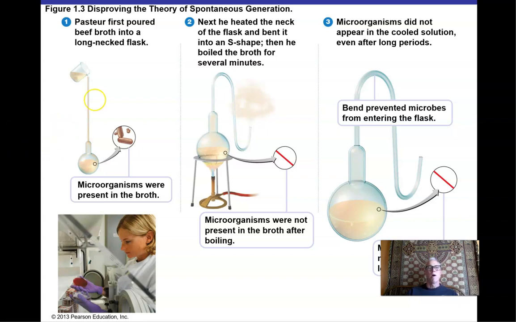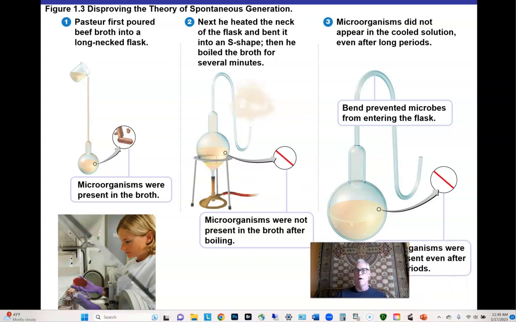He placed a rich broth into a glass flask you see in this picture, and then affixed onto it a thin glass tube or neck, shaped like the letter S right here. And then he boiled the broth within the flask and killed all the microorganisms, and then let the flask sit indefinitely, however long, even years of time, and nothing would grow in that broth.